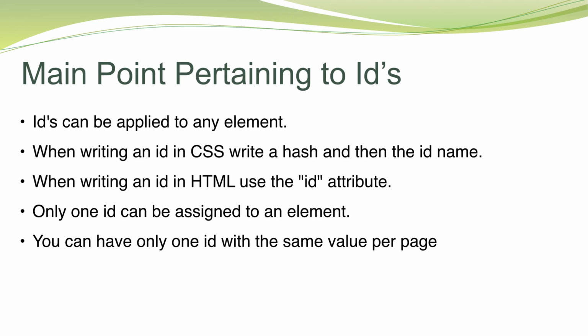The main points with using an ID are: IDs can be applied to any element. When writing an ID in CSS, write a hash or pound sign and then the ID name. When writing an ID in HTML, use the ID attribute and the value will be the name of the ID. Only one ID can be assigned to an element. You can have only one ID with the same value per page. That concludes this lesson on classes and IDs.